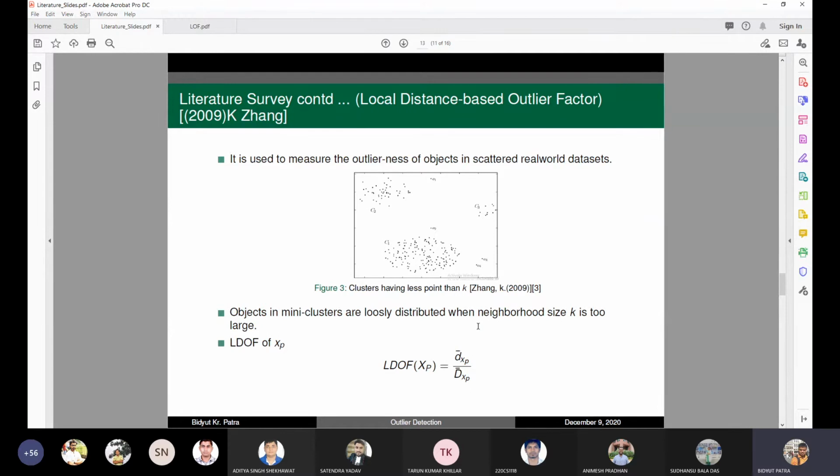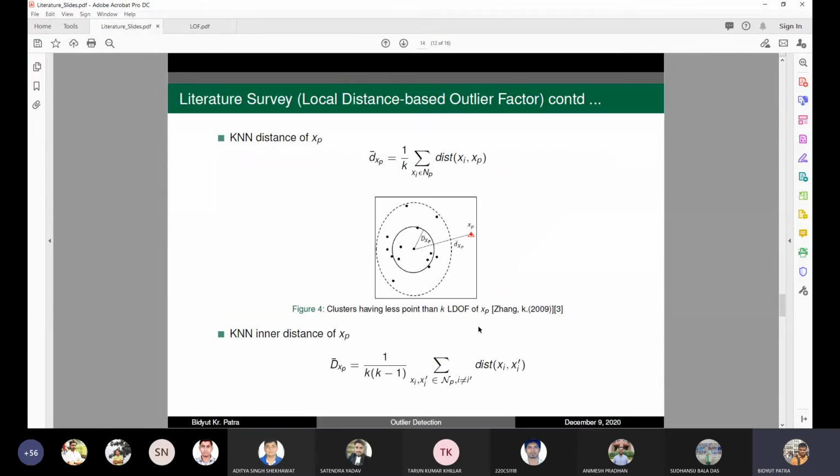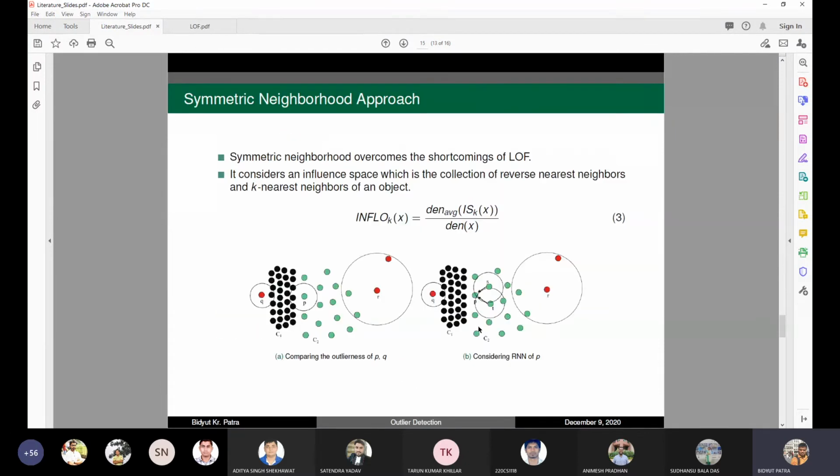Okay, so now we'll talk about another technique, and then we'll come back to LOF again to address this issue. Or otherwise, I can go back here. So this is the problem. This work came in 2006 from the same group of people: something called symmetric neighborhood, to overcome the shortcoming of LOF.